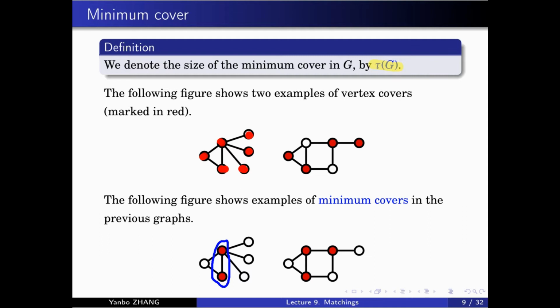In the right graph, if we delete these 3 red vertices, then the graph becomes an empty graph.